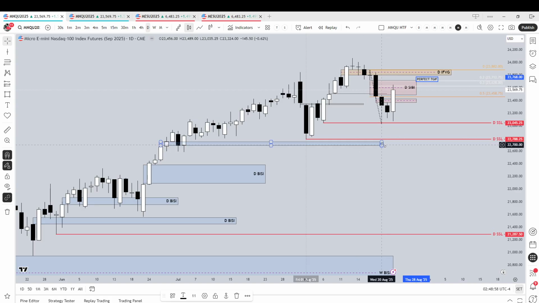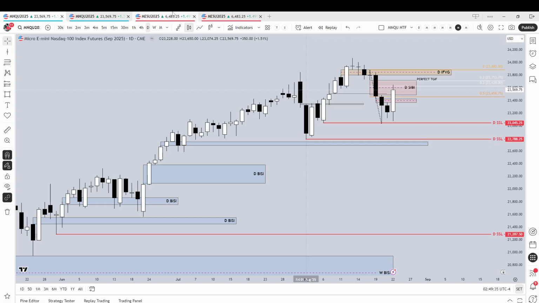and then hopefully trade off into these lows right here at 22,788.25. So if price does end up breaking the daily SIBI CE level, then potentially we could be seeing another all-time high being created, and price just has to take out those previous daily highs. But for the most part, I do believe that we are still going to be bearish, and I really like how price is trading into that daily SIBI.